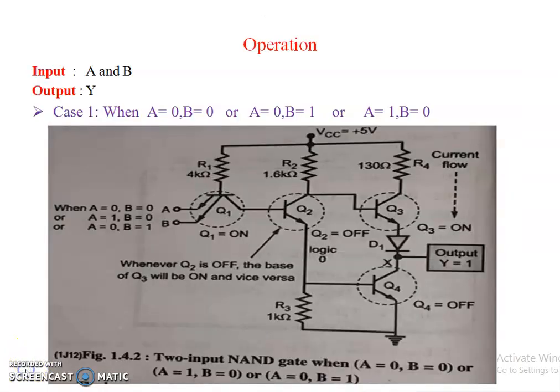Now we discuss how to perform operation on two input TTL NAND gate. Case 1: when A equal to 0, B equal to 0, or A equal to 0, B equal to 1, or A equal to 1 and B equal to 0.